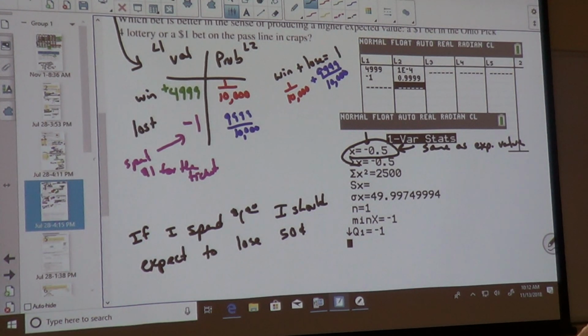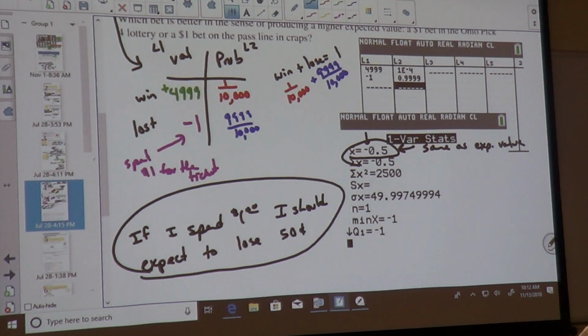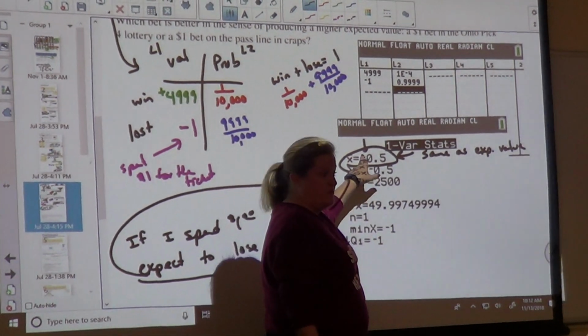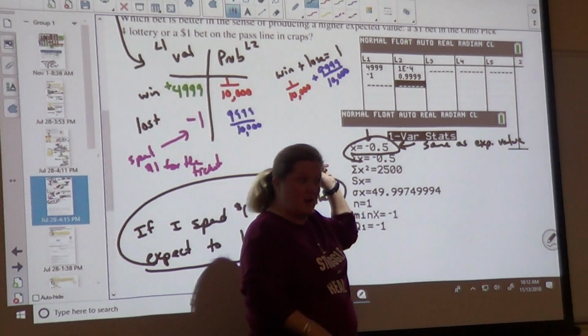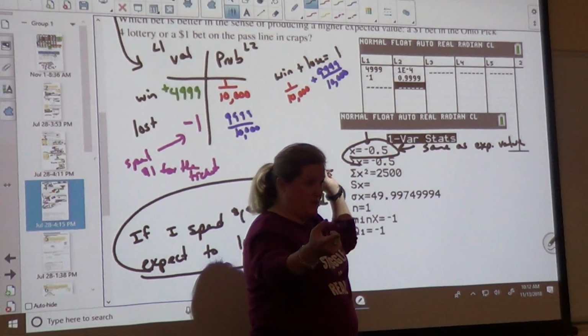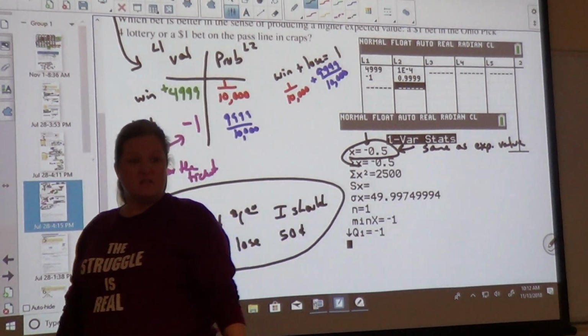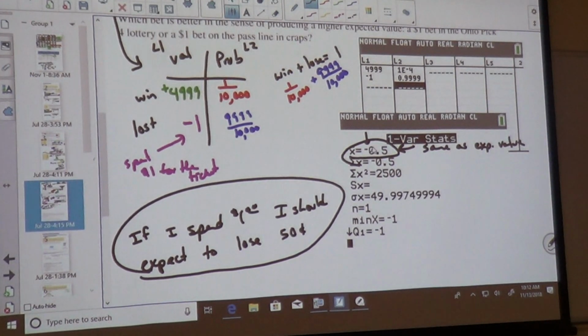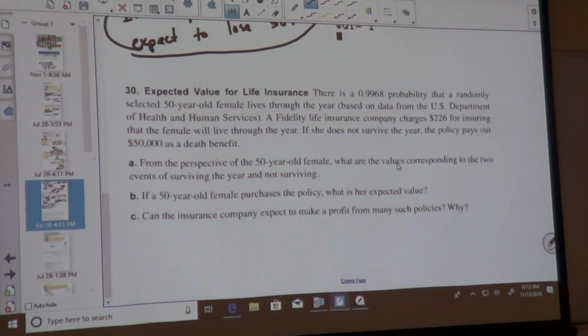So for every $1 I spend, I should expect to lose half. If I spend $100, I should expect to lose 50. If I spend $1,000, I should expect to lose $500. So that is what I should go in expecting with this lottery: that I should expect to lose half of what I put in it. Now, if this was a positive number, this wouldn't be a lottery, because they don't want you winning money. They want to be making the money. Does that make sense? I'm not even going to show you the other formula because this is the easiest way to do it. All right, let's look at another one.